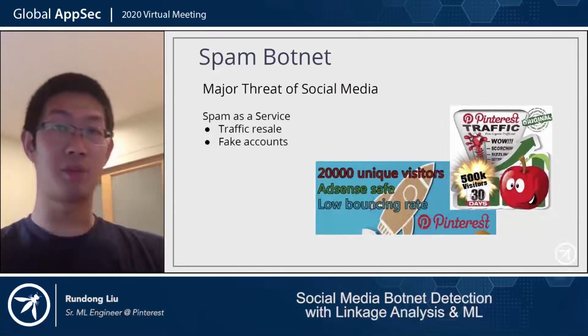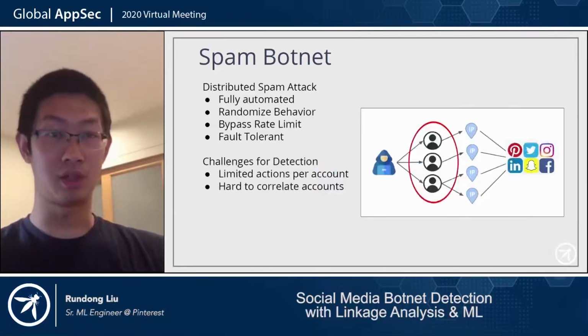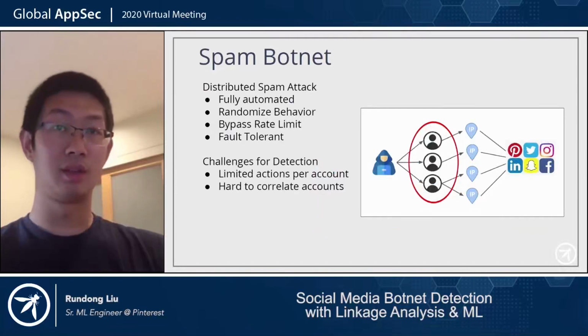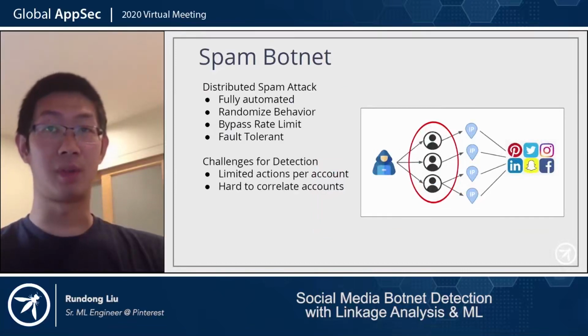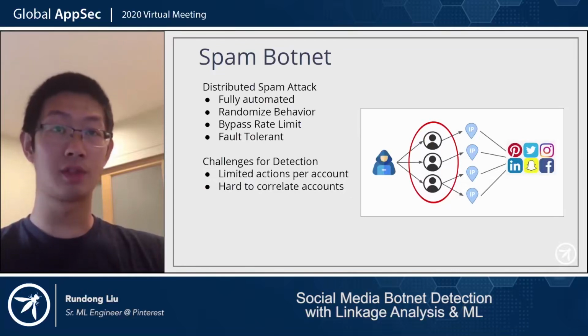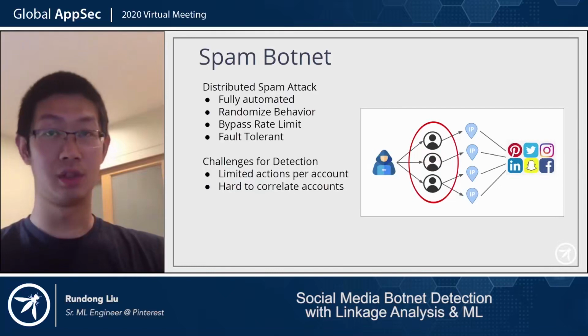As we can see, spam botnets have many advanced features. Their behavior is randomized and fully automated. They leverage a lot of accounts and IPs to bypass rate limits. They can also be very fault tolerant, which means they can quickly refill accounts or IP addresses once some of them are blocked. This creates a lot of challenges for our detection.